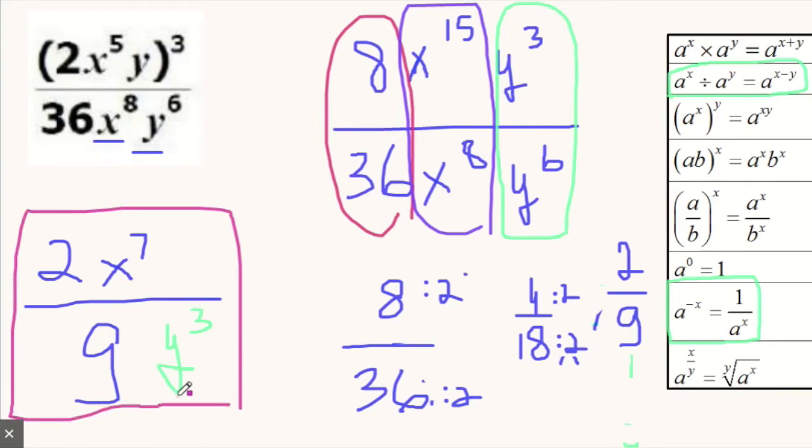We can no longer simplify it because these bases are different. One is x, the other one is y, and 2 over 9 is the most simplified form we can get. So this is the most simplified form of this question.